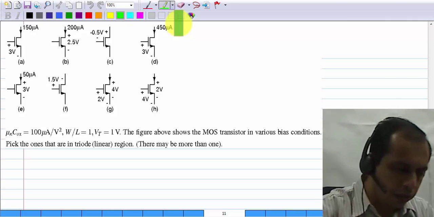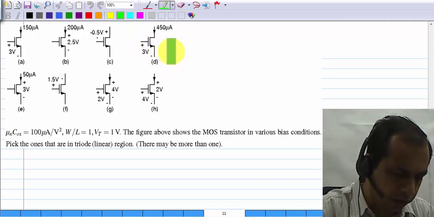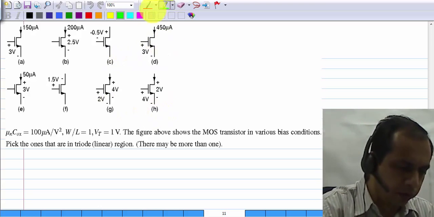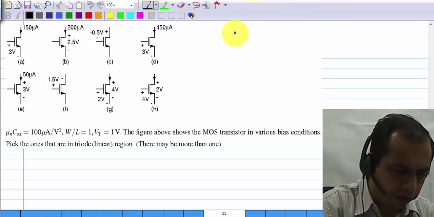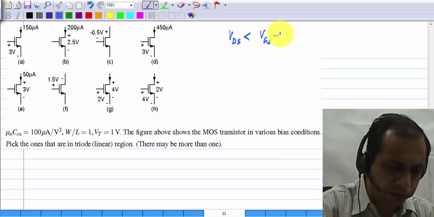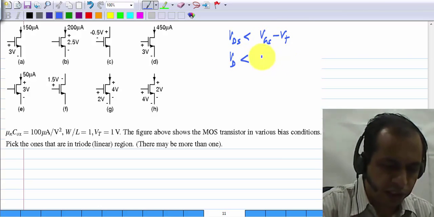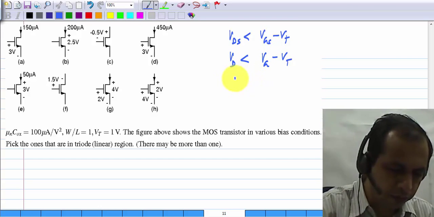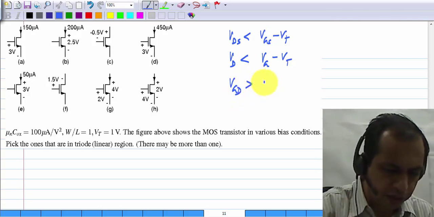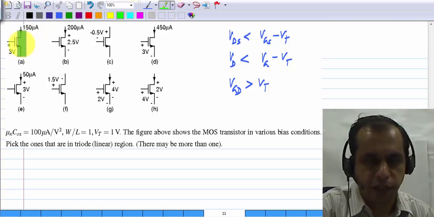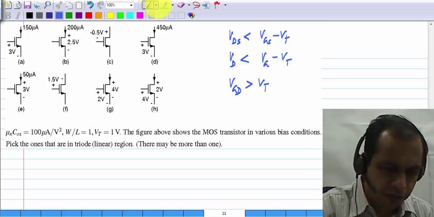In this problem, you are asked for identifying transistors which are in triode region. Now we know the condition for the transistor to be in triode region. VDS must be smaller than VGS minus VT, or sometimes it's easier to compare the drain voltage to gate voltage, or you could say that VGD must be greater than VT. And in some cases currents are given. Now how do you identify it in that case?